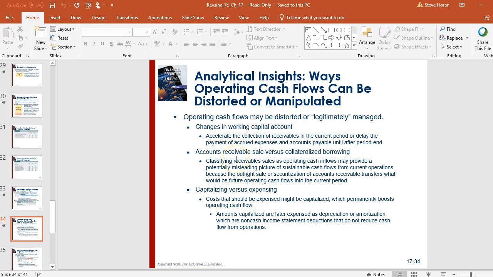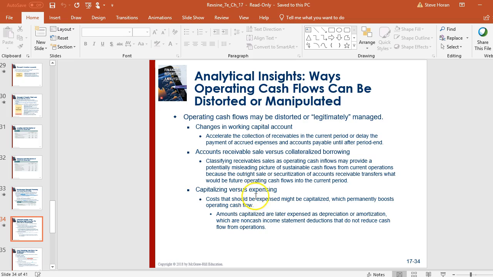Also, it says here with accounts receivable versus collateralized borrowing, it says classifying receivables sales as operating cash flows may provide a potentially misleading picture of sustainable cash flows of current operations, because what can happen is some companies will sell their receivables. Okay, and if you sell your receivables, then that creates some distortion.